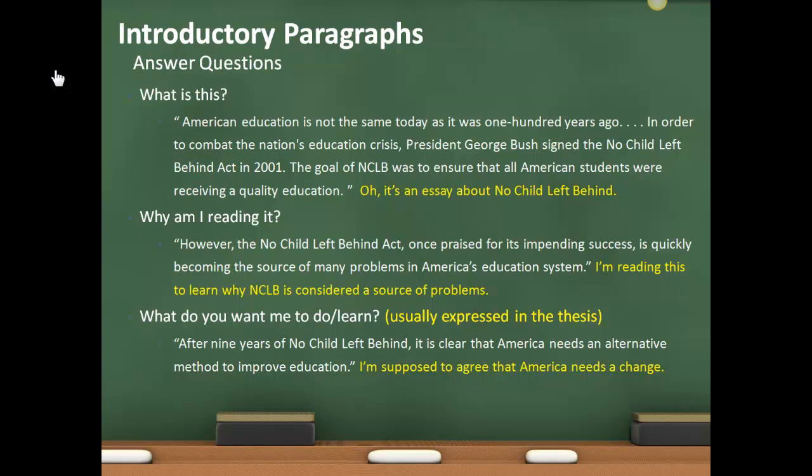American education is not the same today as it was 100 years ago. In order to combat the nation's education crisis, President George Bush signed the No Child Left Behind Act. The goal of No Child Left Behind was to ensure that all American students were receiving a quality education. So all of those sentences pulled out of an introduction tell me, okay, this paper is going to be about No Child Left Behind. Why do I need to read it?